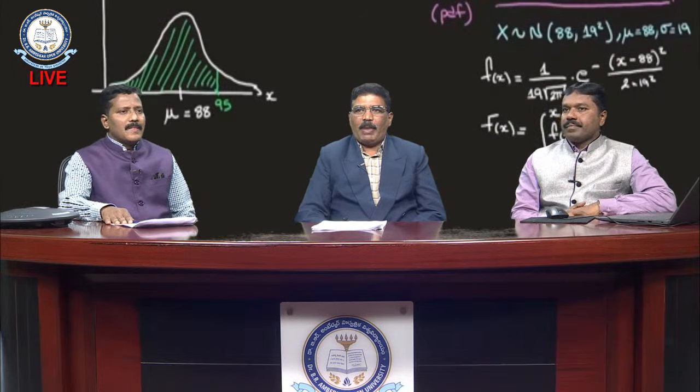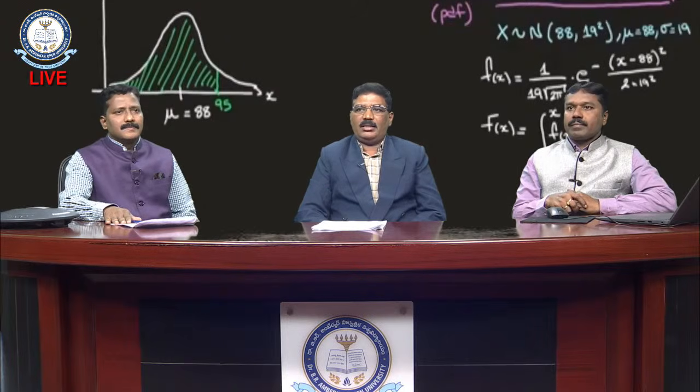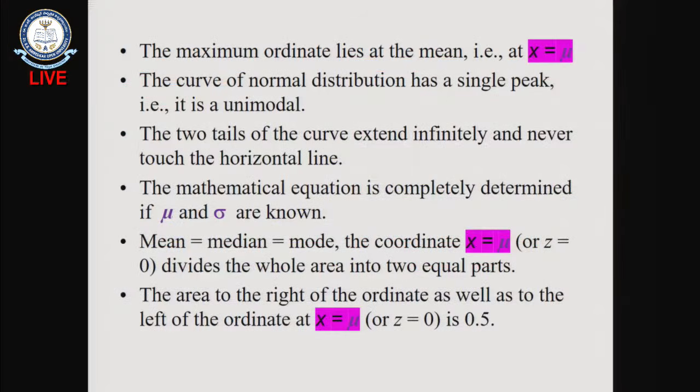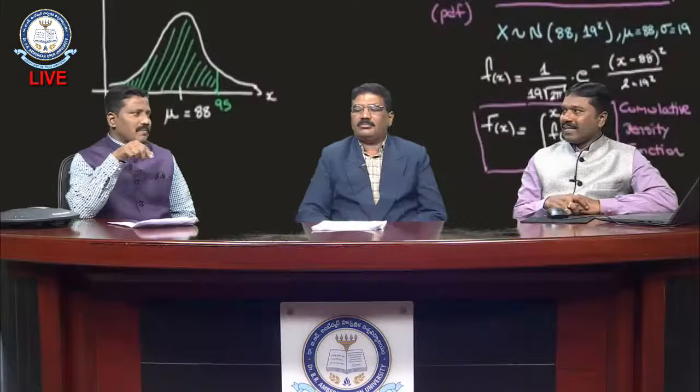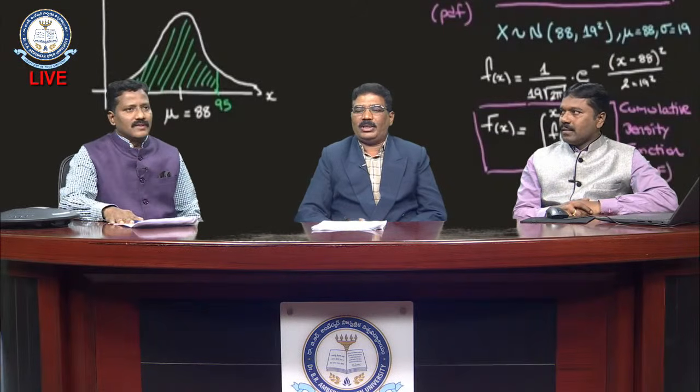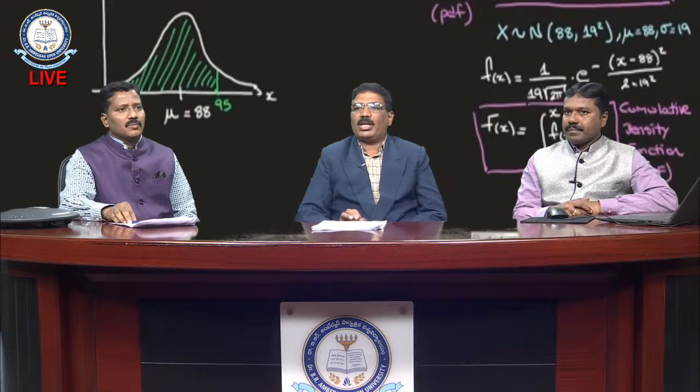Next, the maximum ordinate lies at the mean value. That is where the bell-shaped curve has its maximum elevation, at the point mu, the mean. At x equal to mu, the ordinate value is 1 by root 2 pi sigma. The curve is always maximum at x equal to mu, so there is a single peak only. That is a unimodal curve.